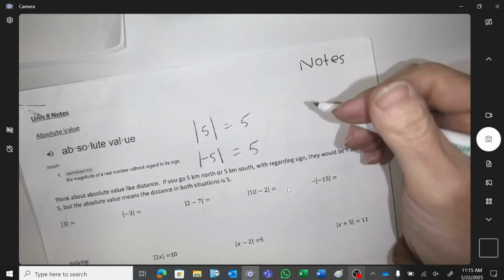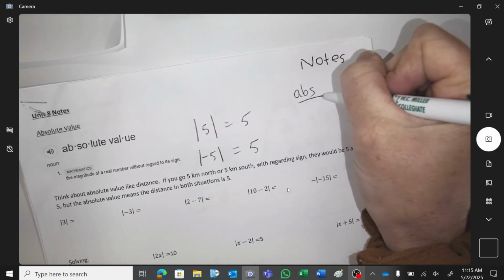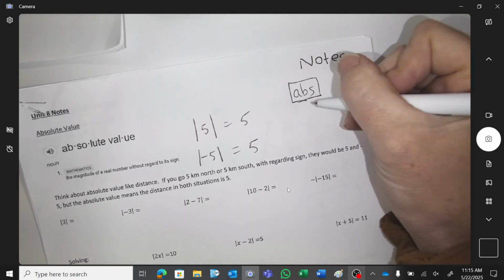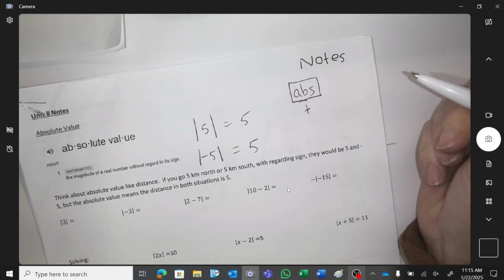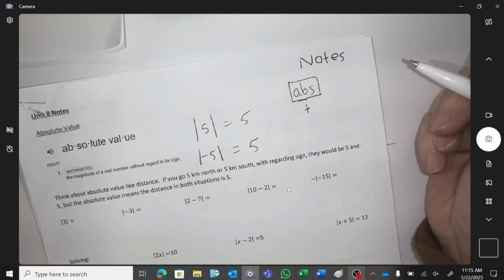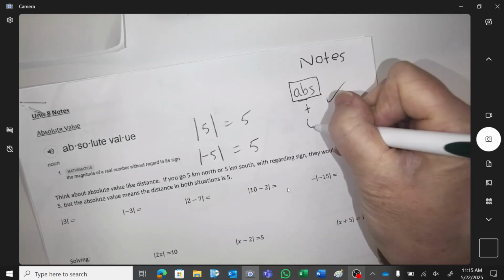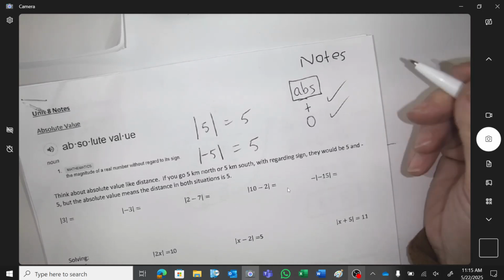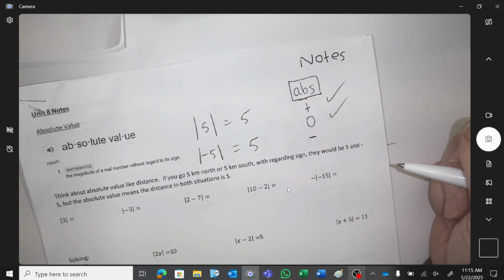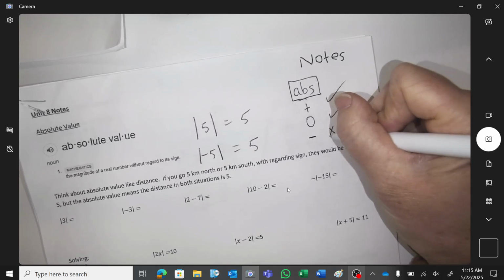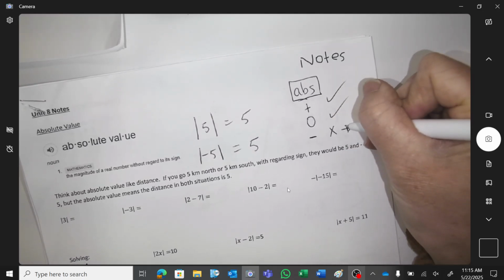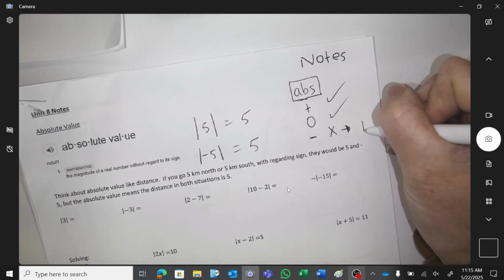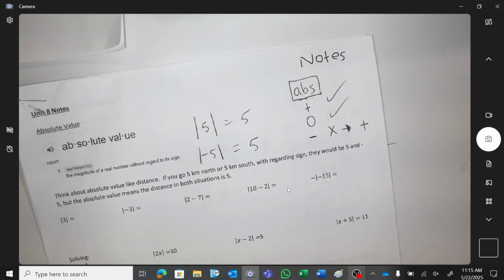So let's talk about absolute values. Can you go a positive distance? Yeah. Can you go a 0 distance? Yeah. Can you go a negative distance? No, you can't do that. So that's what we're going to work on. We're going to change that negative distance to just call it the number.